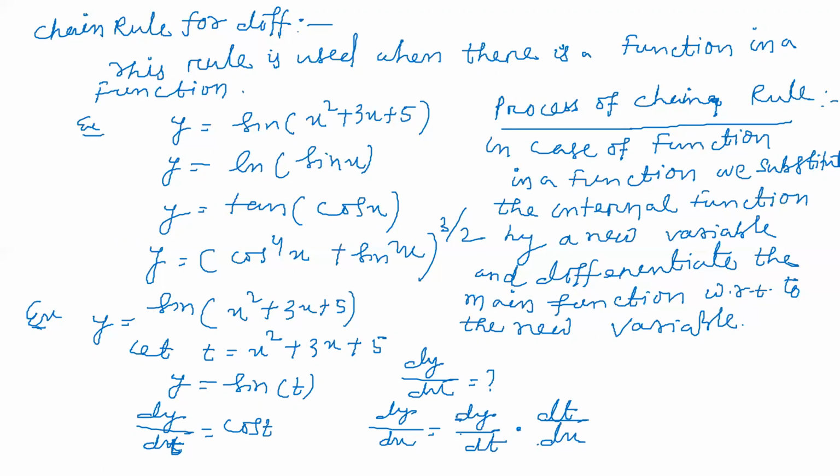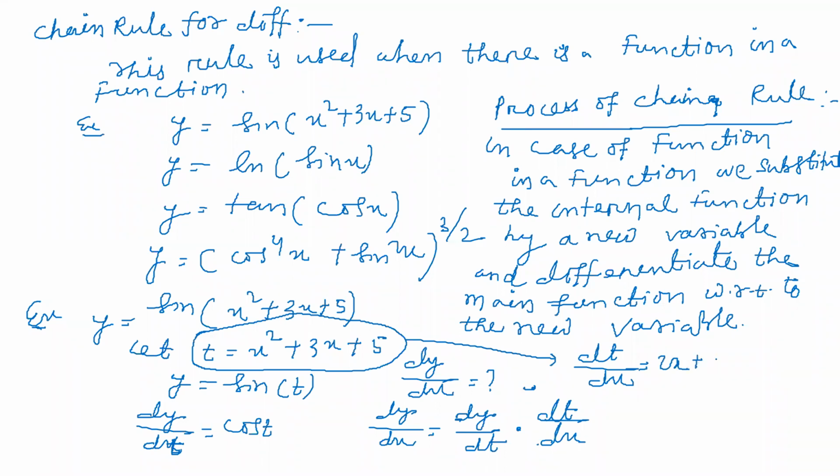That means dy by dt I know, cos t, but I have to find dt by dx. Students, t is this much. t is x square plus 3x plus 5. If I will find dt by dx, simple. Dt by dx will be how much? X square का derivative है 2x plus 3x का 3. So dt by dx is 2x plus 3.